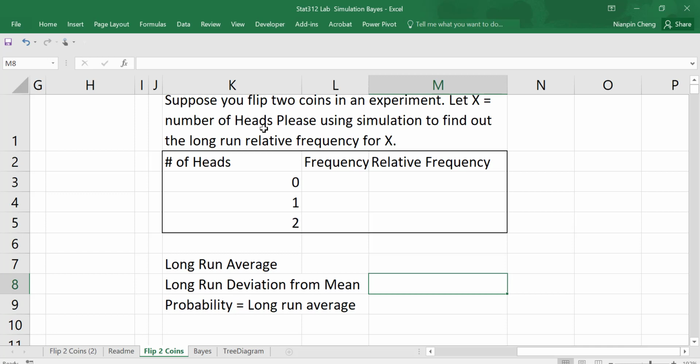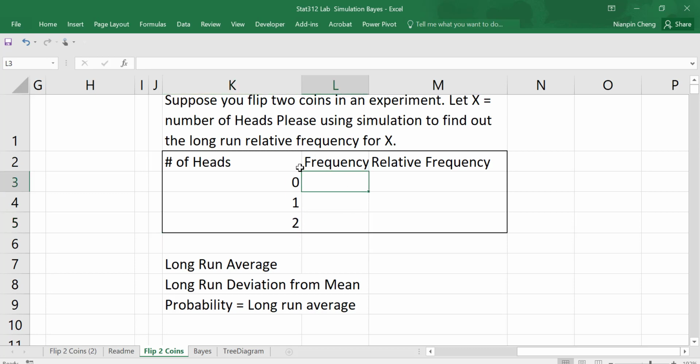Suppose you flip two coins in one experiment. X is the number of heads you find. For example, if the first one is head and the second one is tail, that's one head. If the first is tail and the second coin is also tail, that's 0 heads. So the possible values for the number of heads could be 0, so 2 times you have tail tail, or 1 if you have head tail or tail head, or 2 if you both have head head.